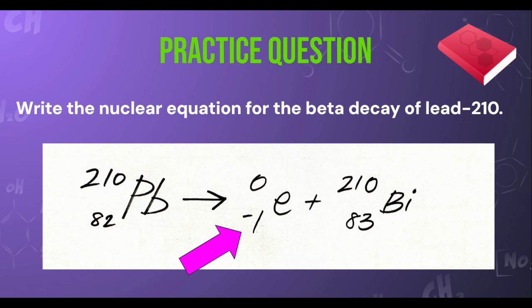Now, how did I get the rest of the symbol? Well, I knew that the 83rd element was bismuth because I looked it up on the periodic table, and you should do the same. Now, the mass number 210 is always going to be the same as the mass number that you started with. That's one of the features of beta decay. No change to the total number of particles in the nucleus.